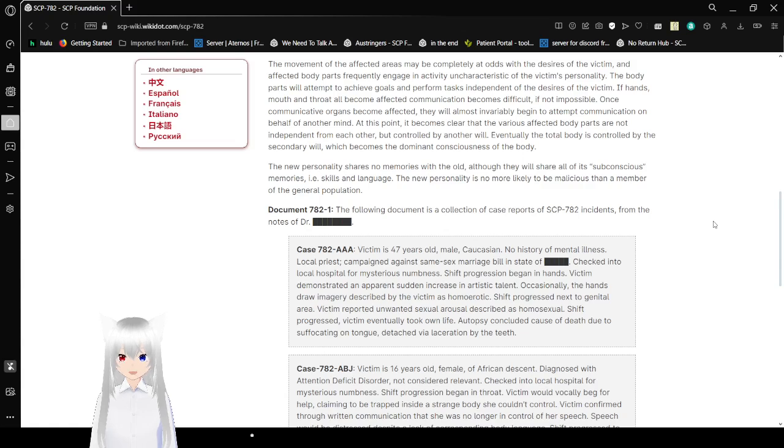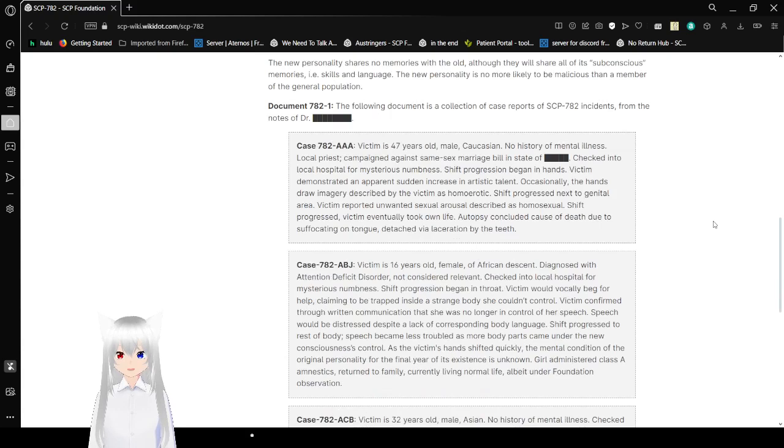At this point, it becomes clear that the various affected body parts are not independent from each other, but controlled by another will. Essentially, the total body is controlled by the secondary will, which becomes the dominant consciousness of the body. The new personality shares no memories of the old, although they will share all of its subconscious memories, i.e., skills and language. The new personality is no more likely to be malicious than a member of the general population.